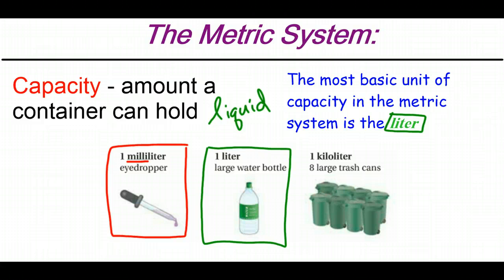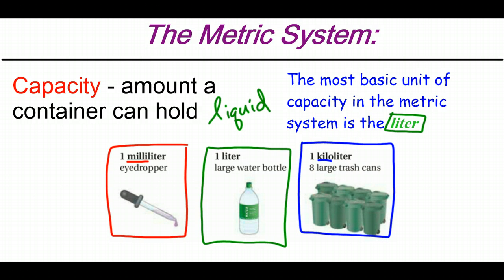Which, if you think eyedroppers are very, very small, that capacity is tiny, whereas at least compared to that, a large water bottle is huge. But if we wanted to go completely to the other end, to the very big, to the kiloliter, if you imagine you had 8 large trash cans, perhaps similar to the ones that you might put out on the street for trash or recycling pickup, then you have about a kiloliter if you combine 8 of those trash cans.